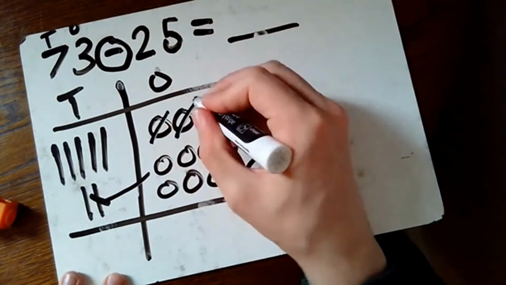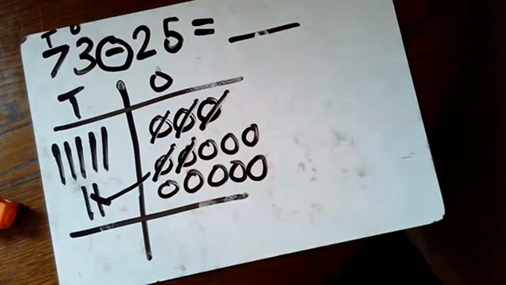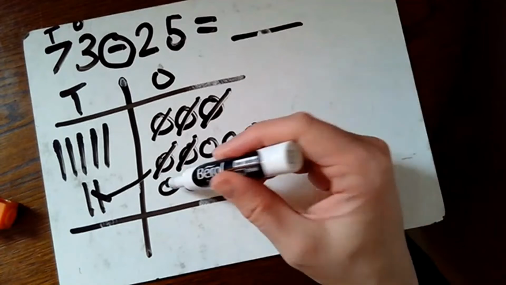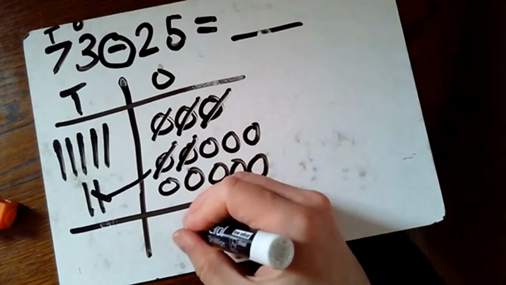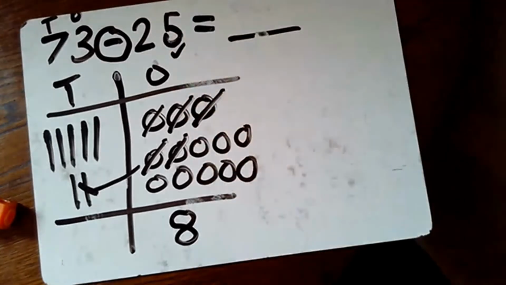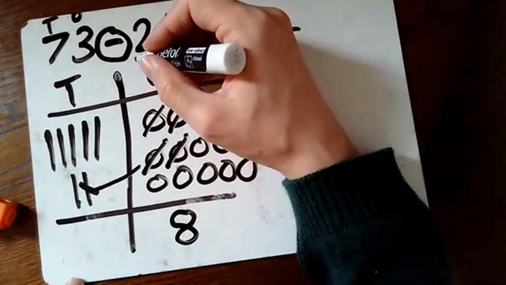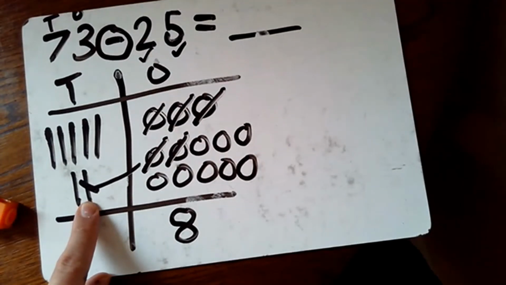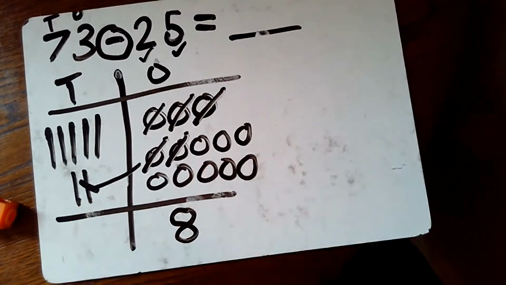So 1, 2, 3, 4, 5. How many 1s do I have left here? 1, 2, 3, 4, 5, 6, 7, 8. I have 8 1s. Brilliant. So I've subtracted the 1s. But let's not forget, I still must subtract these 2 10s. But one of the 10s has already been subtracted. Oh yeah, that was the regrouped 10 1s.